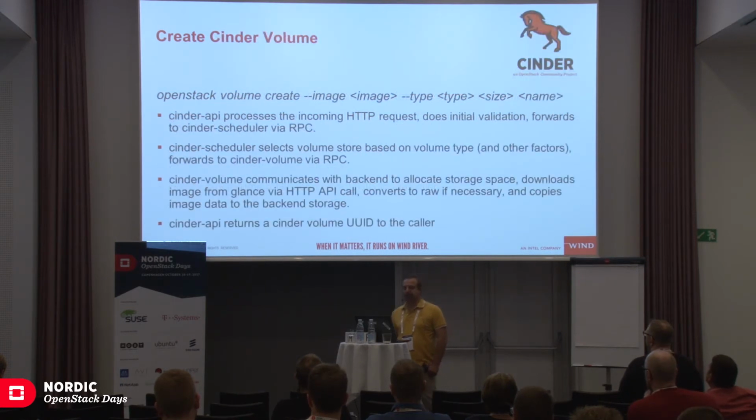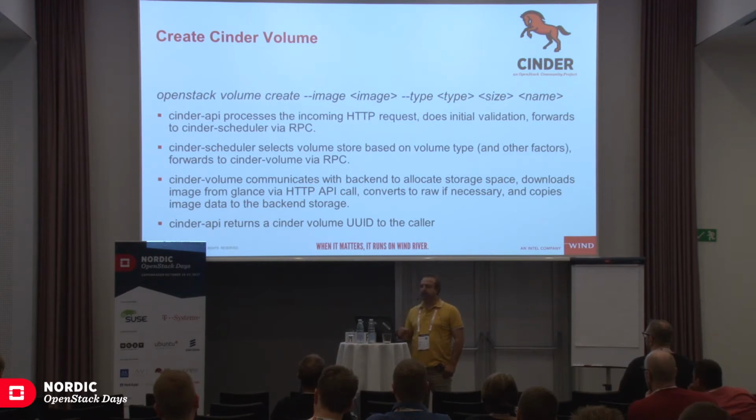The next step is using that image and the OpenStack command line to create the volume. In that case, we give the image, the type of volume we need, and which size we need. Finally, we also give it a name that makes it easier for us to work with that volume. When we run this command, the Cinder API processes the HTTP request that comes to it, validates this command, this request, and forwards it to the Cinder scheduler via an RPC call.